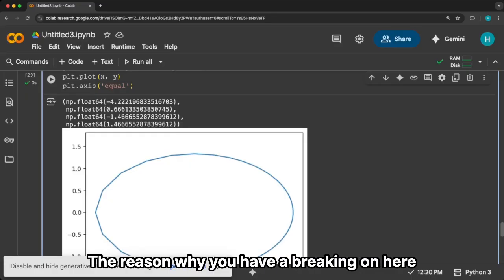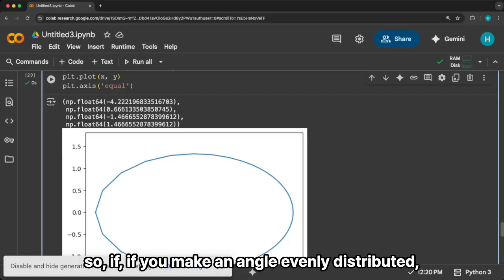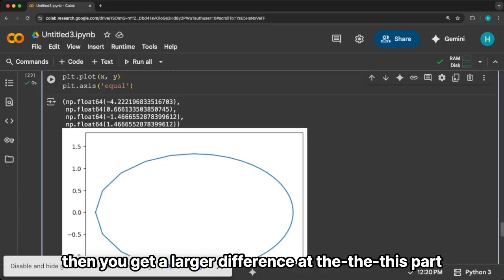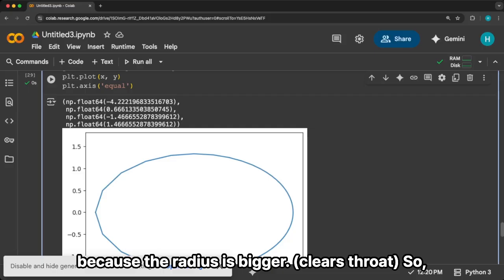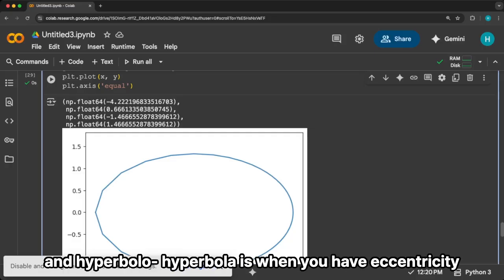The reason why you have a break in here is because you're looking at the angle being evenly distributed. The focal point is not here, the focal point is here. So if you split the angle evenly, then you get a larger difference at this part because the radius is bigger. So an ellipse is when you have eccentricity less than 1, and a hyperbola is when you have eccentricity bigger than 1.